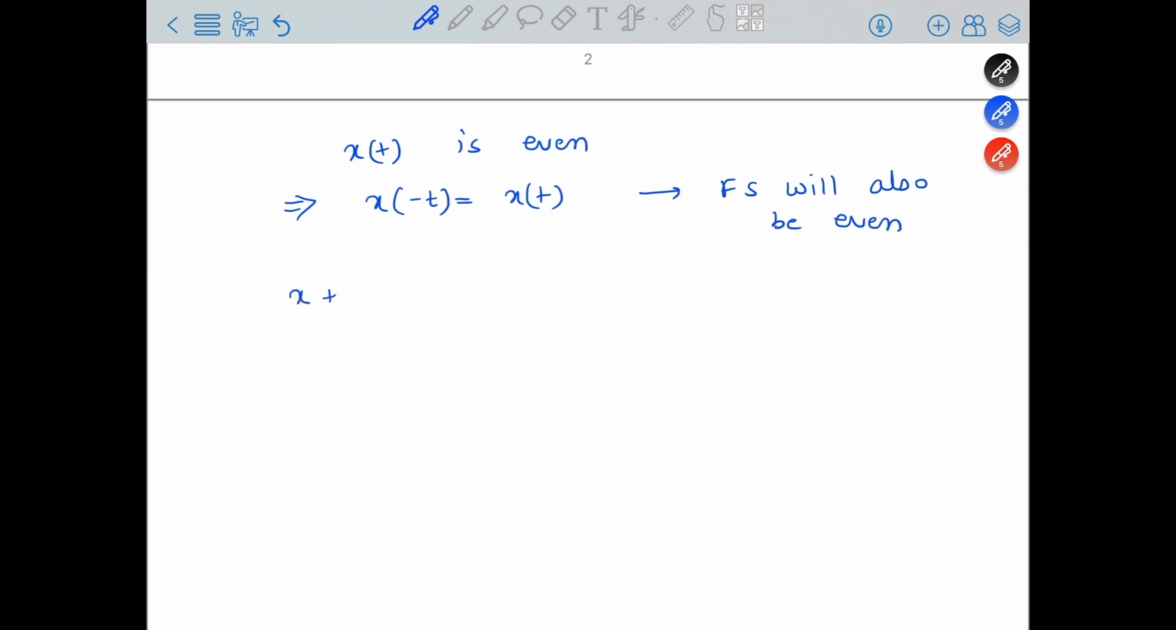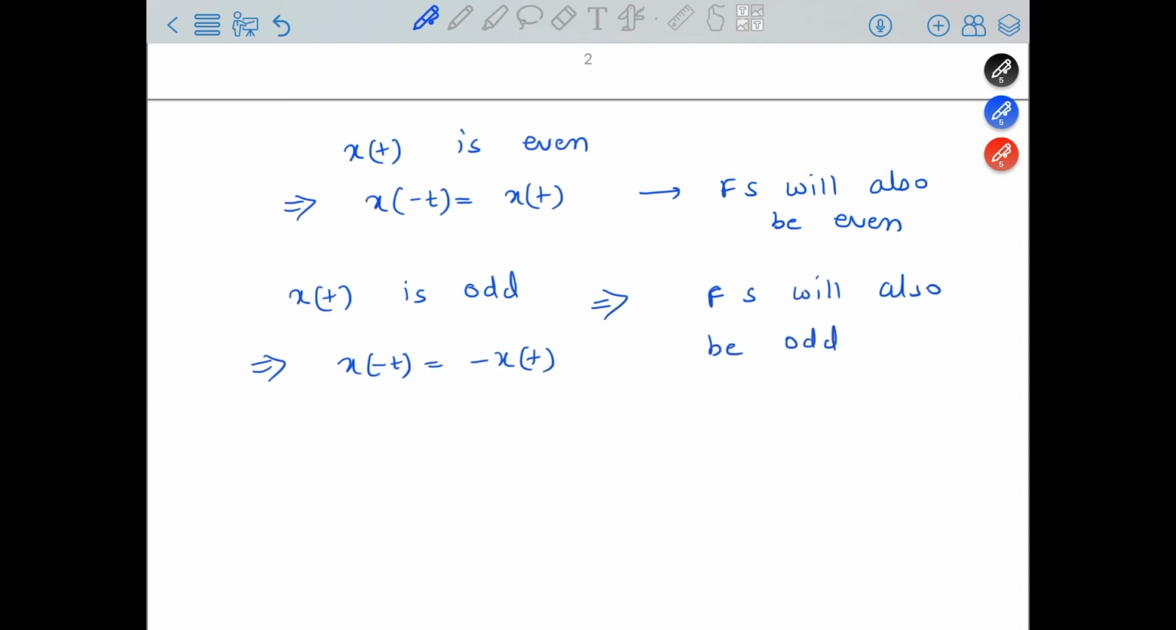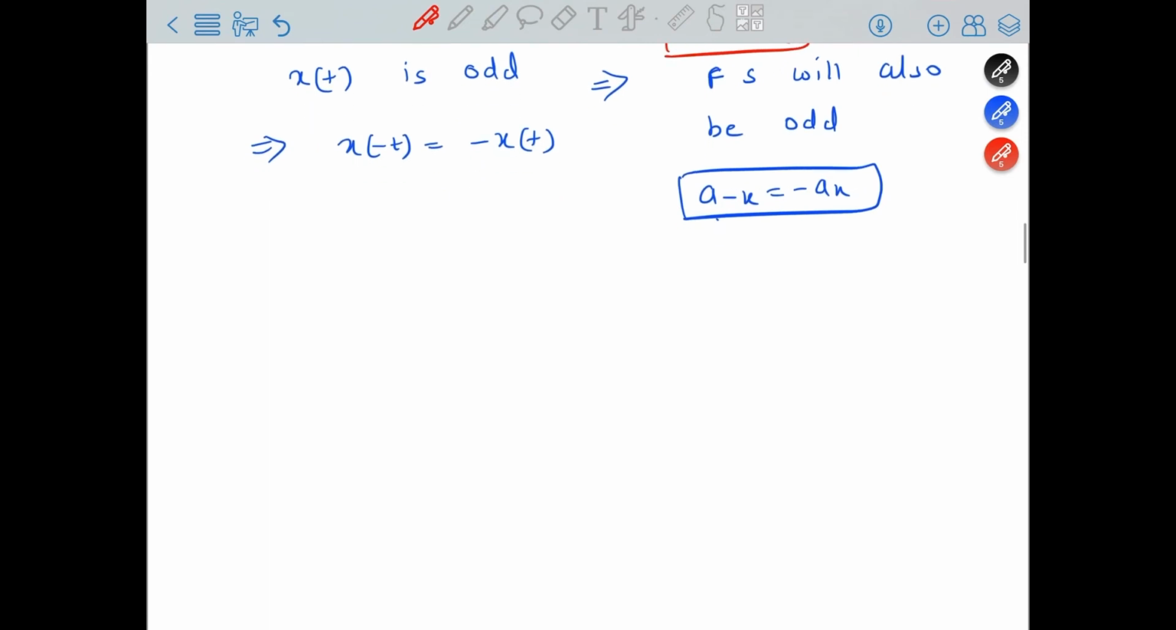And if x t is odd, this implies x of minus t is equal to minus of x of t, then this implies that your Fourier series coefficients will also be odd. This implies that we will have a of minus k equals minus of a of k, and for the even case we will have a of k equals a of minus k. So, this is an interesting property which arises from that time reversal operation, and you can easily verify them also by using the definitions.